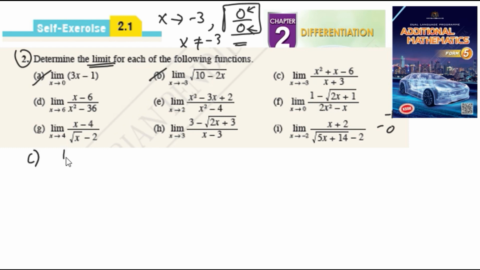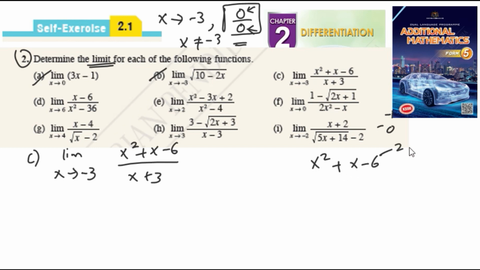Okay, so C, limit x approaching -3. So you have x squared plus x minus 6 divided by x plus 3. So you see here, you can factorize the above one. You see here, x squared plus x minus 6. So this one is 2 times 3. And you see this one is plus. So you see this one is negative, means one of the number is negative. And you see 3 minus 2 is 1. So this one is minus. So here you get x minus 2, x plus 3. Or you can just directly use calculator.